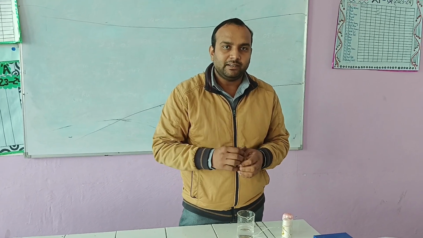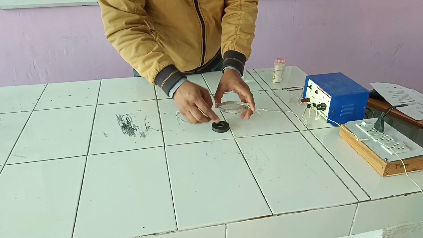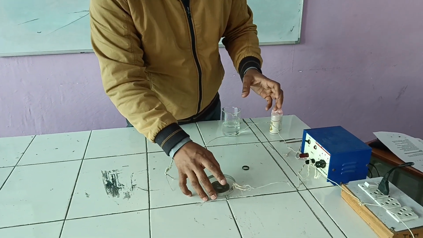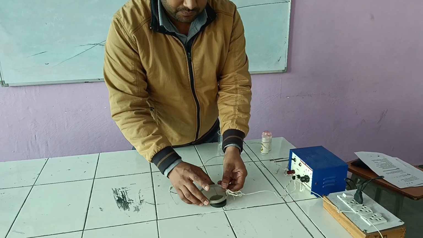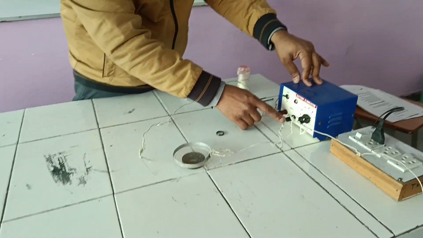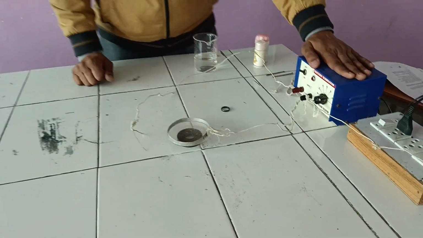To demonstrate it, I have a magnet. This is the magnet. I have a dish. I will place this dish over the magnet, and then we will take a battery for the electricity supply.